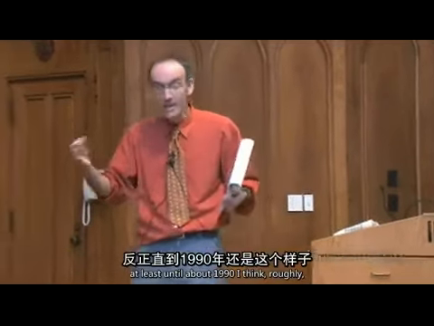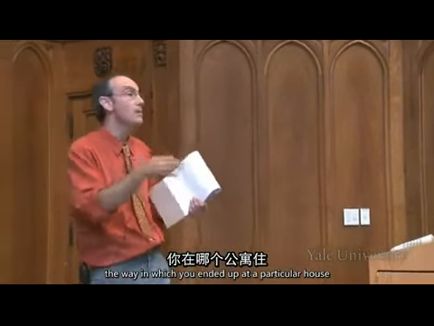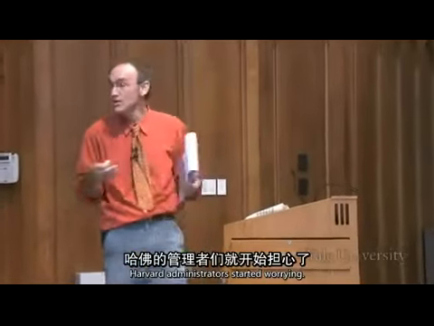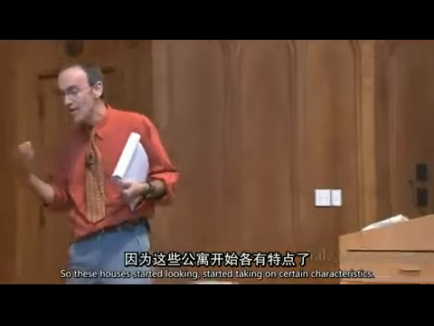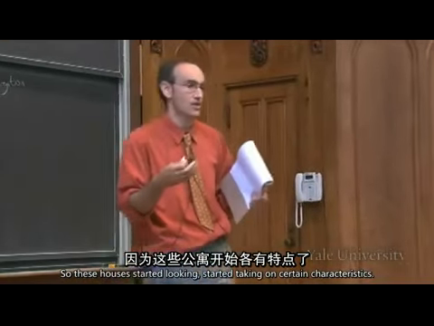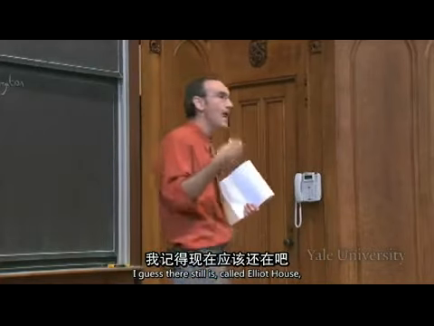So these houses at Harvard, at least until about 1990, I think roughly, when I was there as a graduate student, the way in which you ended up at a particular house was you chose which house to be in. And Harvard administrators started worrying. So these houses started taking on certain characteristics. For example, there was a house, I guess there still is, called Eliot House.